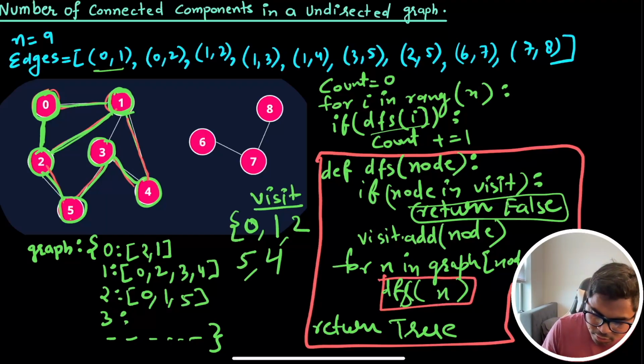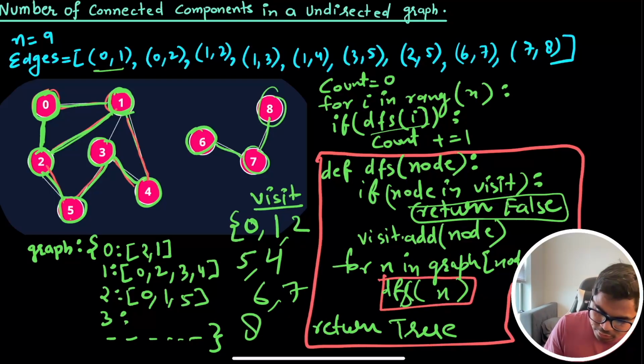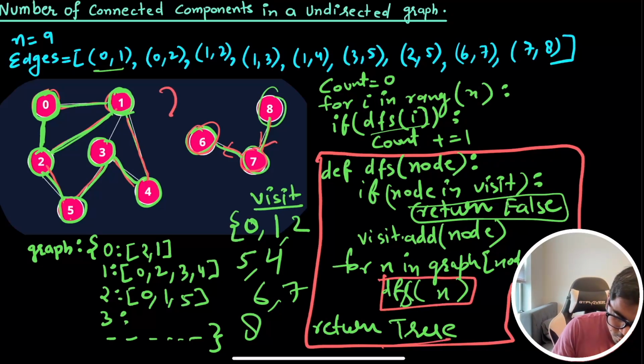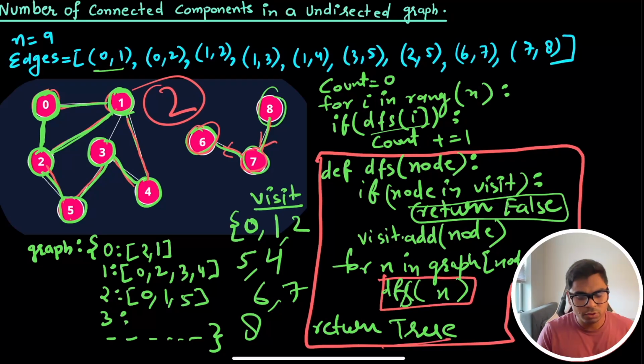But then once you come to 6, you're going to start exploring 6. 6 is not in your visit set, so you're going to mark this visit. You're going to explore 7. 7 is not in your visit set, then 8, and you're going to trace back to 7, to 6. Here you will be returning true. All right, how awesome was that? And then you will be returning finally, in this case, 2 as our answer because there are 2 connected components.